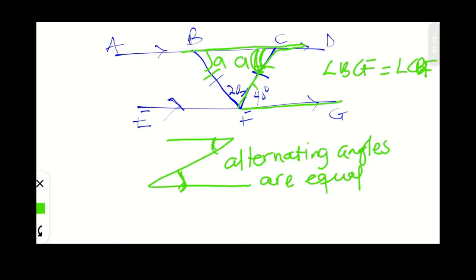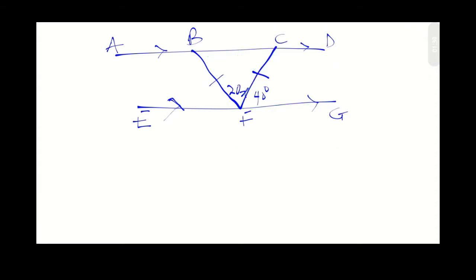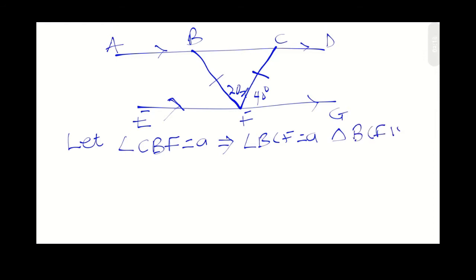So we can represent angle BCF with A, because in an isosceles triangle it is the same as CBF. They alternate, and we are going to use that. So we say let angle CBF equal A, as I said earlier on. And that implies that angle BCF is also A, because the triangle is isosceles.